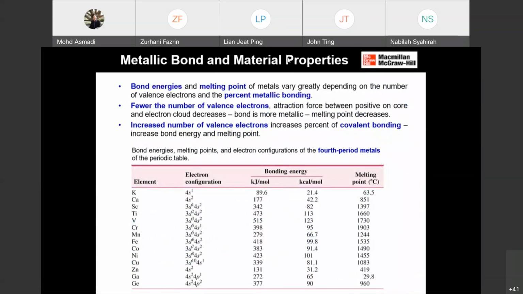Okay, this one. So if you look here at potassium and calcium, see the melting point. This is much greater as compared with potassium, right? The bond energy, in kilojoules per mole, is also much greater, right? So actually it depends on the valence electrons. This is 1s2, this one is 4s1. So the fewer the number of valence electrons, the attraction force between the positive ion core and the electron cloud decreases. The bond is more metallic and the melting point decreases. This is the meaning of fewer electrons, because this one is fewer than the calcium, right?